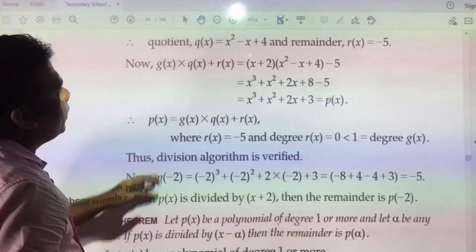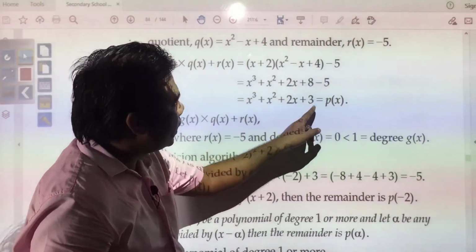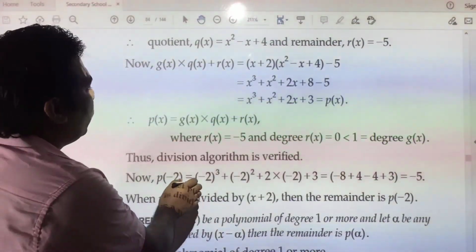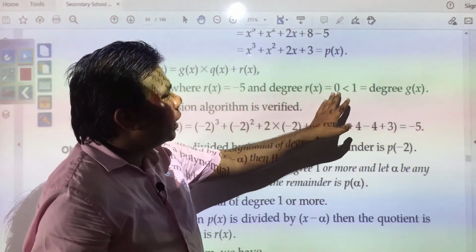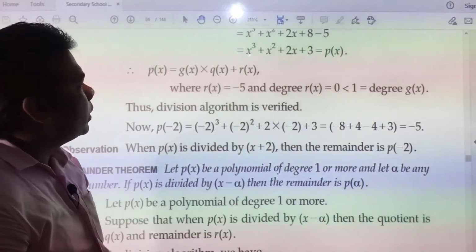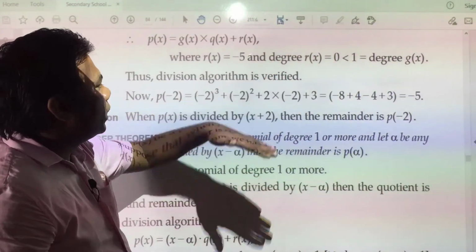Here you see the same thing has been done, Gx into Qx plus Rx, you have got this is equal to Px. So, this has been verified, and where Rx is equal to -5 and degree of Rx is equal to 0, which is lesser than 1, that is the degree of Gx. Thus, division algorithm is verified, in this way it is needed to be written.